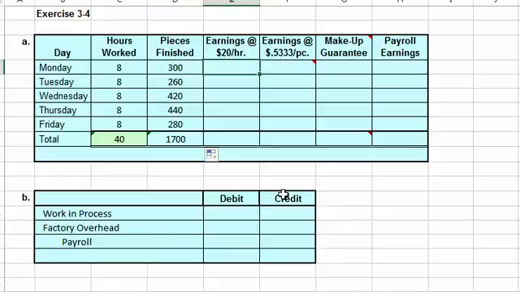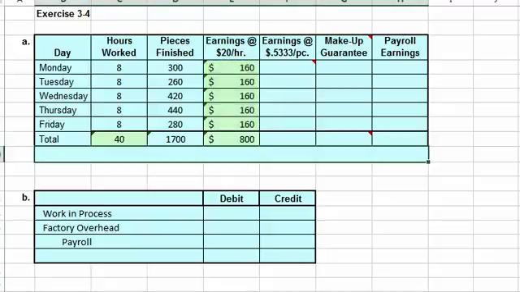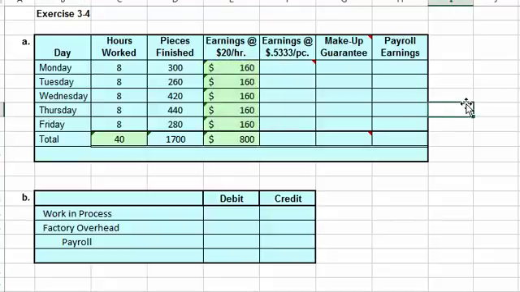Okay, now we'll look at earnings Susie had for the week at $20 per hour. This one's just going to be 8 times 20 equals 160. And then we can just bring that on down because it's 8 times 20 each day. Now we'll sum that column, get the total. We get earnings of $800 for the week.